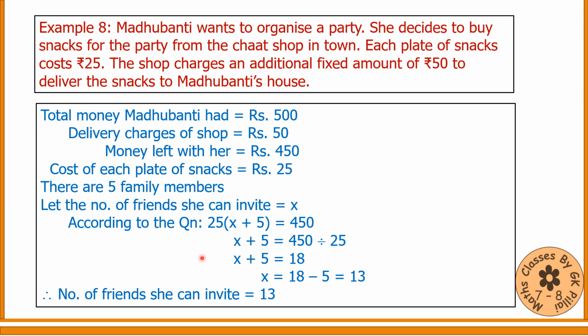So we are dividing both the sides by 25. So here only x plus 5 will remain, and this will be 450 divided by 25, 18. x will be 18 minus 5, 13. So the number of friends she can invite is 13. I have written limited steps. That is the reason why I have included it here in my video.